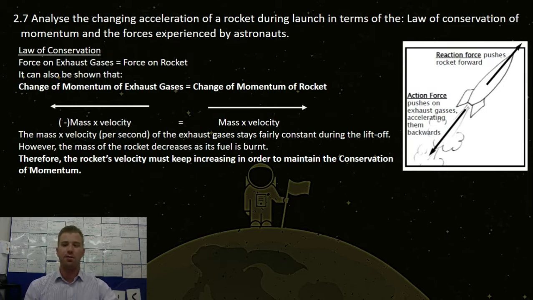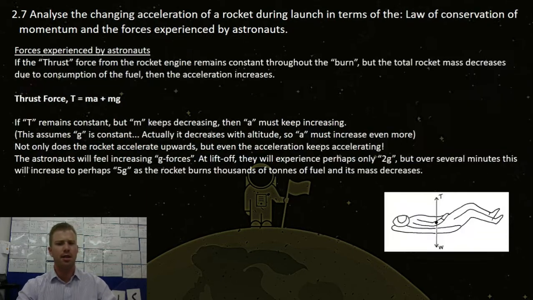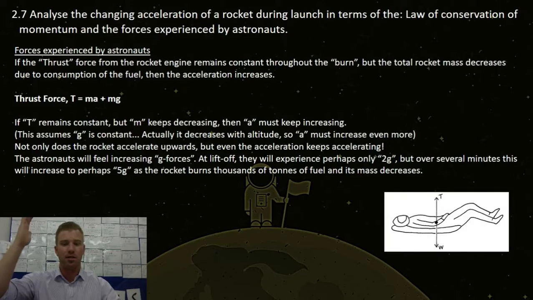So as the fuel is being burnt, the rocket decreases in mass. As the rocket decreases in mass, the acceleration increases, or the velocity increases. Now, what does this mean for the people on board of this rocket? Well, they experience a force, and this force is due to the thrust force from the rocket engine, which remains constant throughout the burning process. But the total rocket's mass decreases due to the consumption of fuel, which I just mentioned. Then the acceleration increases greatly.